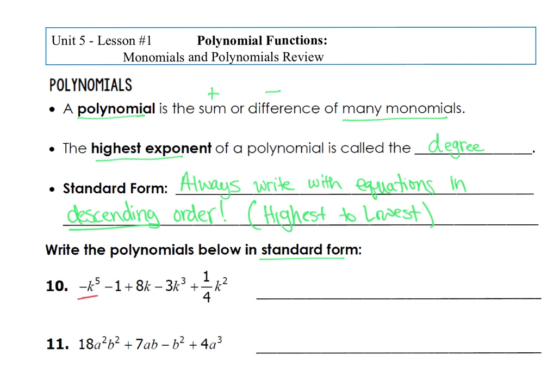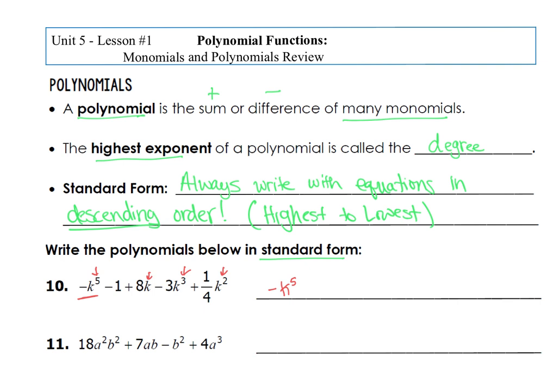The highest exponent is 5, so our leading term here is negative k to the fifth. It doesn't matter what the coefficients are. We're looking at all of these little exponents right here, okay? That's what tells us what order to put the polynomial in.